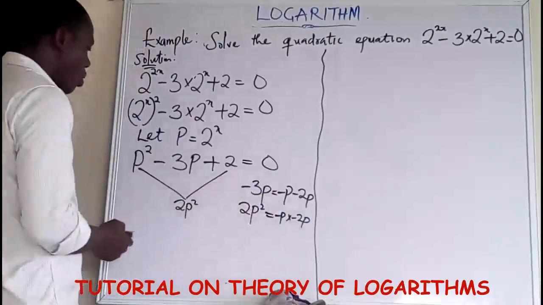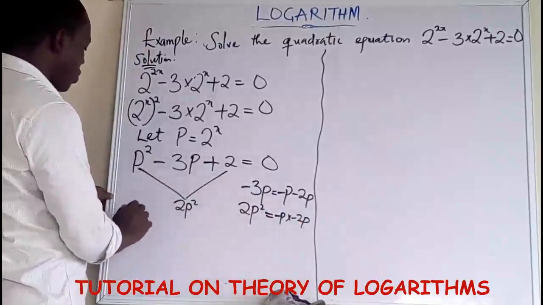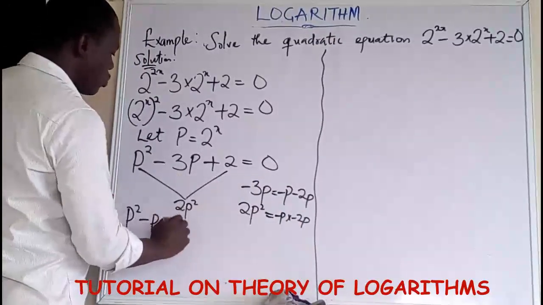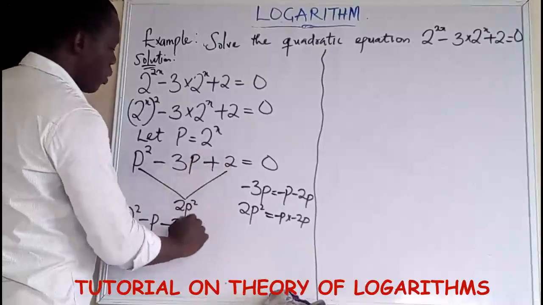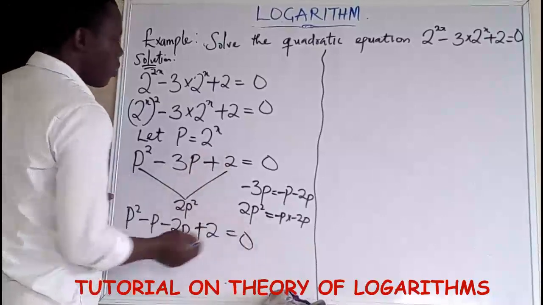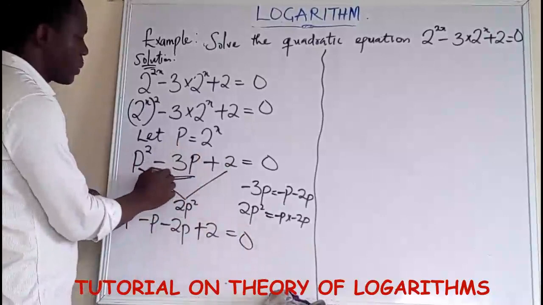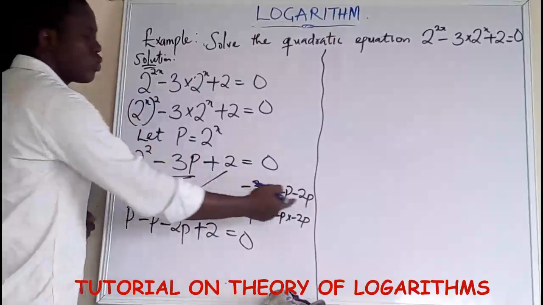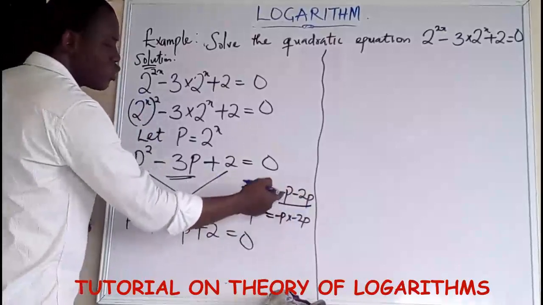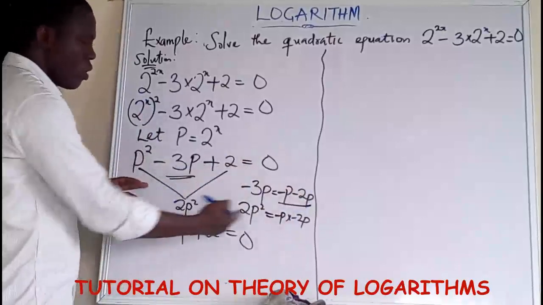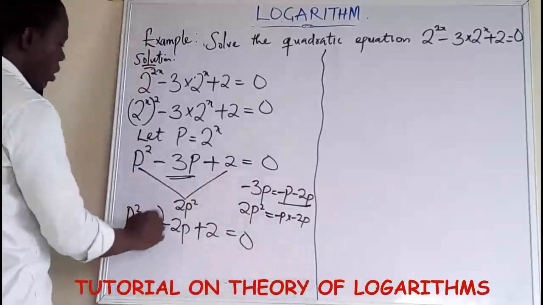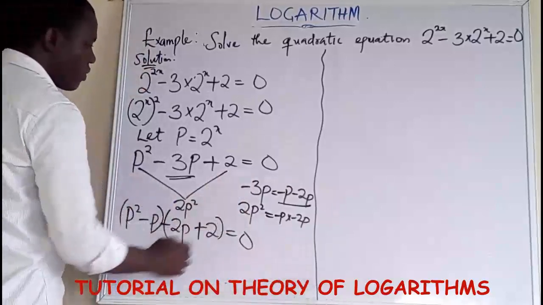So we can come back here and say p squared minus p, putting this one, minus 2p plus 2 equals 0. What we are doing is just substituting for this particular minus 3p. Before you substitute, the 2 numbers you use must satisfy the 2 conditions. That's why I have to bring the 2 of them like this. So at this level, let us bracket like this and factorize.